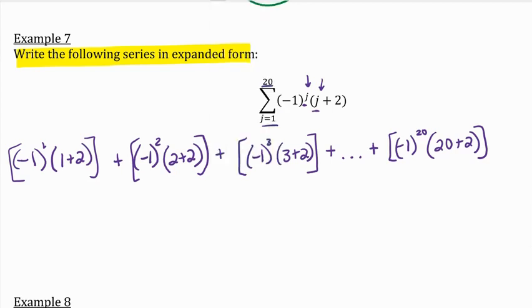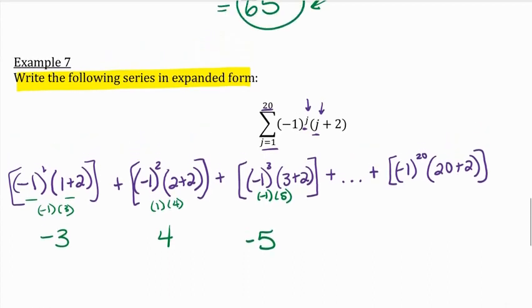We can work them out, right? So this first one, we would do negative 1 to the first power. That's negative 1. 1 plus 2 is 3, so 3 times negative 1 would give us negative 3. Next one, negative 1 squared. Well, that'd be a positive 1 times 2 plus 2 is 4. So that would give us 4. Negative 1 to the third is a negative 1. 3 plus 2 is 5. That would go to negative 5, sorry.